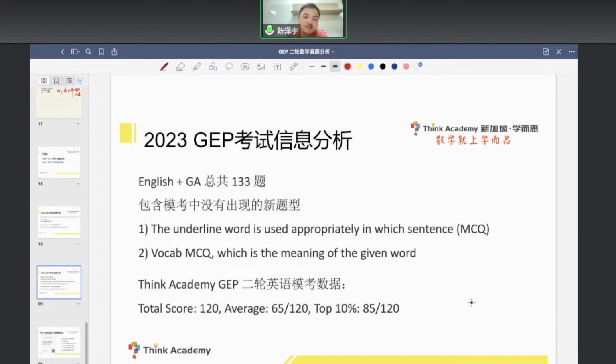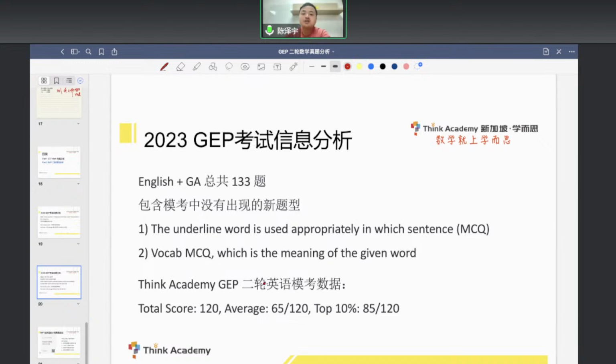The second new type is the vocab MCQ, which asks for the meaning of the given word. They give you a word, then give you options of meanings, and you need to choose which one is the meaning of that word. It can be quite difficult if the student didn't read a lot to learn a lot of vocabulary.